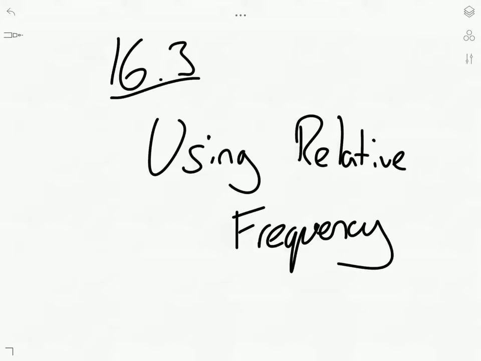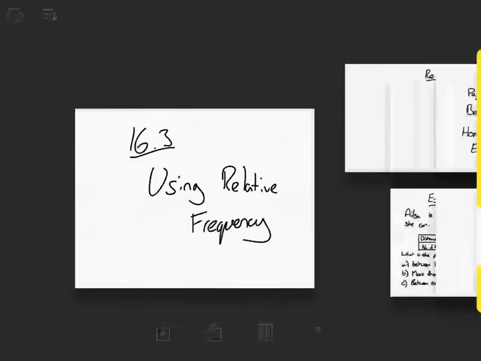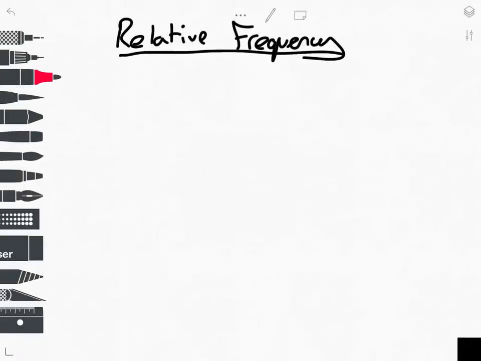This is the example video for using relative frequency, unit 16.3 on page 155. It's the last one of the probability section, so we'll be doing this and then moving on to what's next: bearings and scale drawings. But for now, I'll just go through this. So, what is relative frequency?